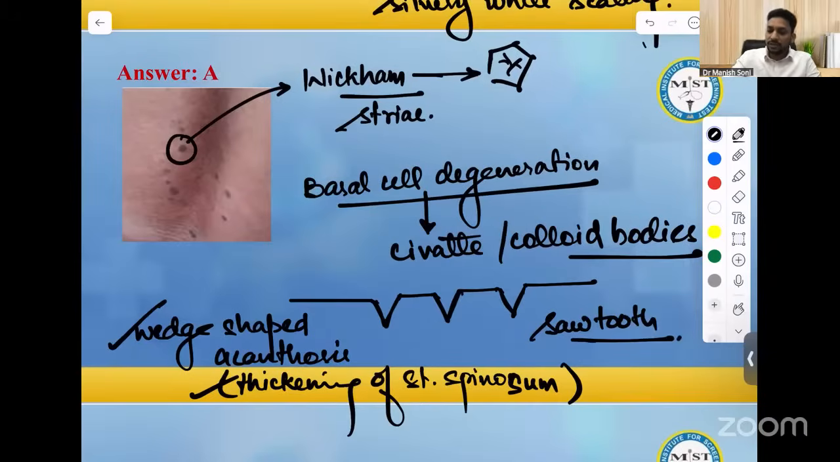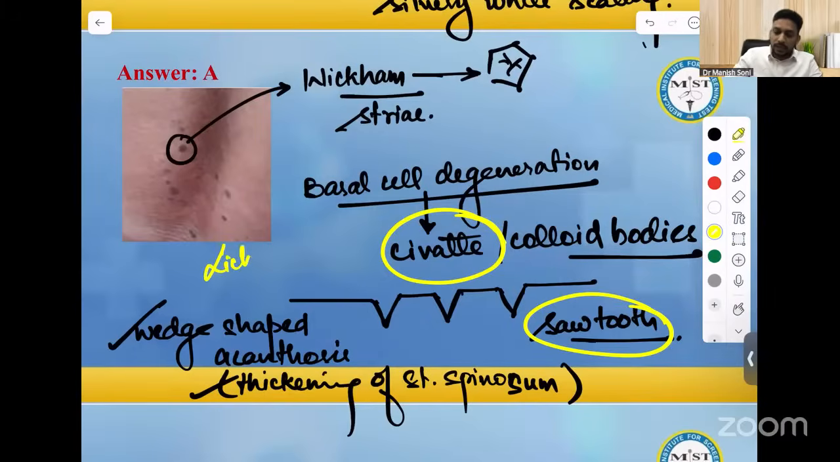Both these are features of lichen planus. So cavity bodies or colloid bodies, which are due to degeneration of the basal cell, and saw-toothed acanthosis, both are histological findings which are seen in lichen planus. So all these are features of lichen planus. Yes. So these are apoptotic degeneration of the basal cells.